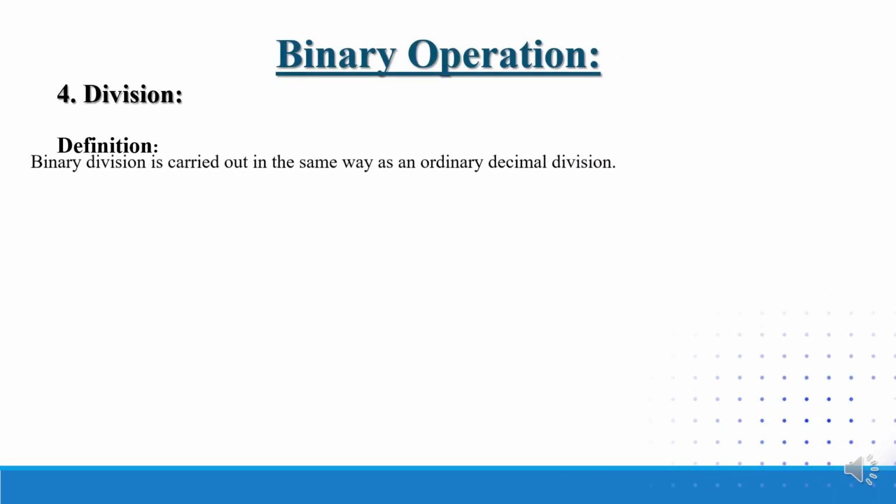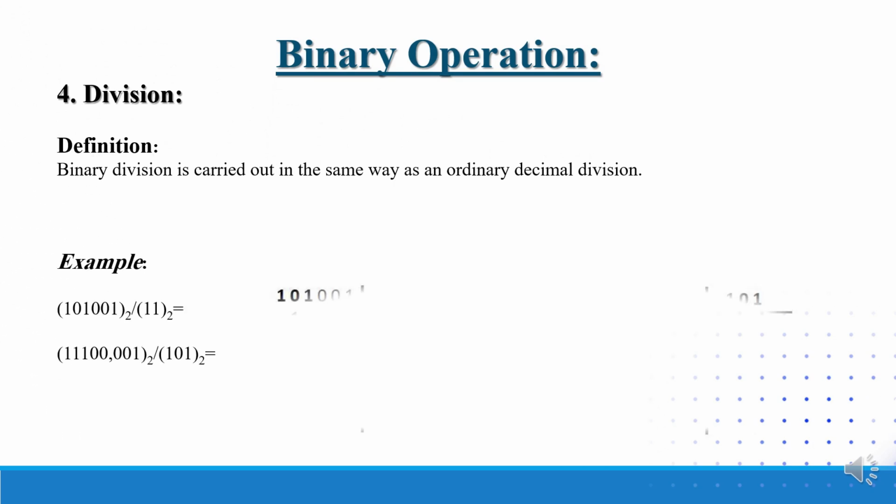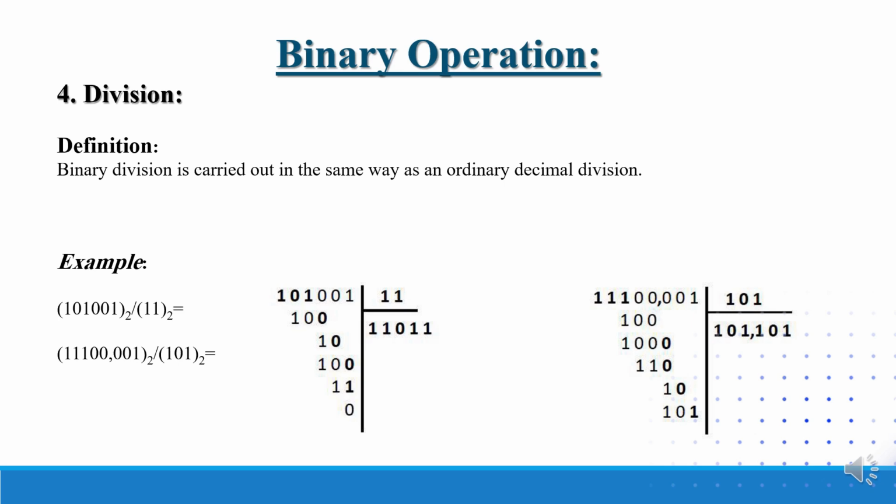Finally, the division. Binary division follows the same process as decimal division. We divide the bits and subtract step by step. It takes practice, but the logic is the same. Like these examples.